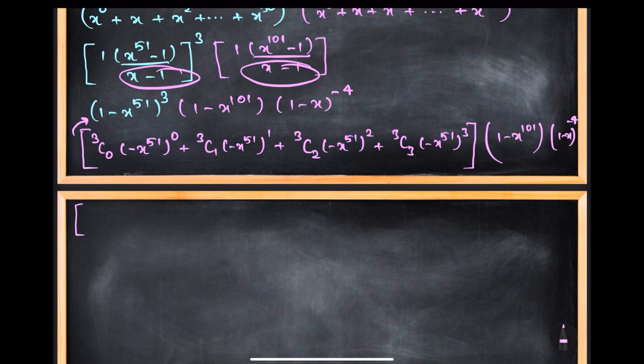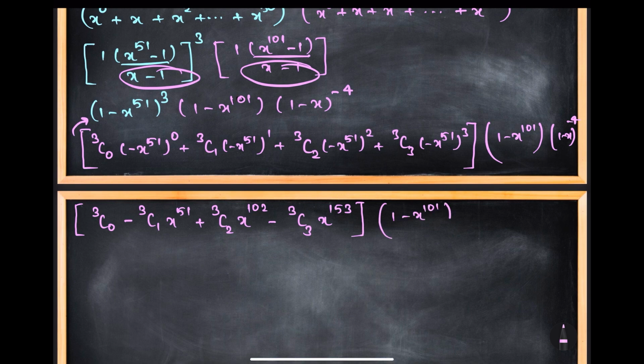Now the idea is here power is 0, so it will become 3c0. Here we will have minus 3c1 x power 51. Then we will have plus 3c2 x power 102. Then we will have minus 3c3 x power 153. Okay, then it will be multiplied with (1 minus x power 101).